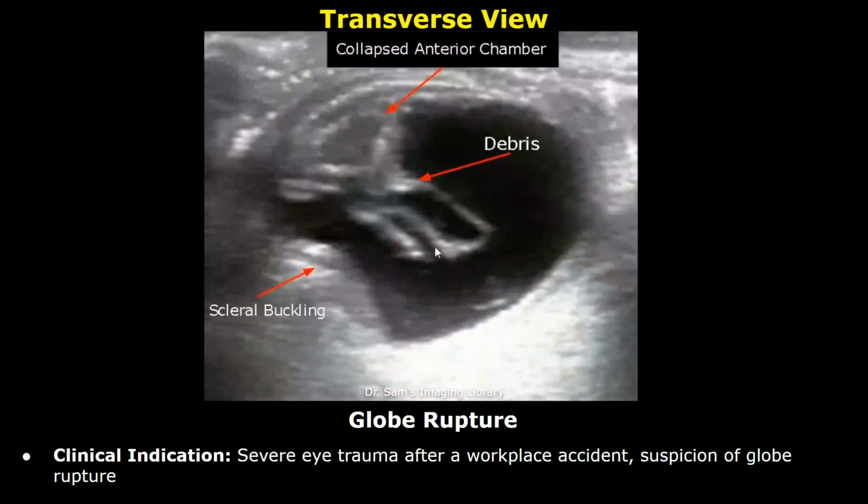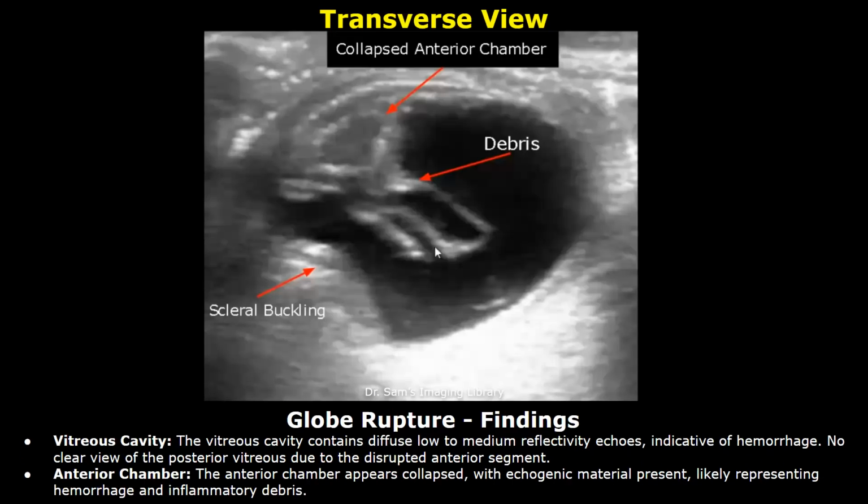This is a report of globe rupture. Clinical indication: severe eye trauma after a workplace accident, suspicion of globe rupture. Here are the findings. The vitreous cavity contains diffuse, low to medium reflectivity echoes, indicative of hemorrhage. No clear view of the posterior vitreous due to the disrupted anterior segment. Anterior chamber appears collapsed, with echogenic material present, likely representing hemorrhage and inflammatory debris.